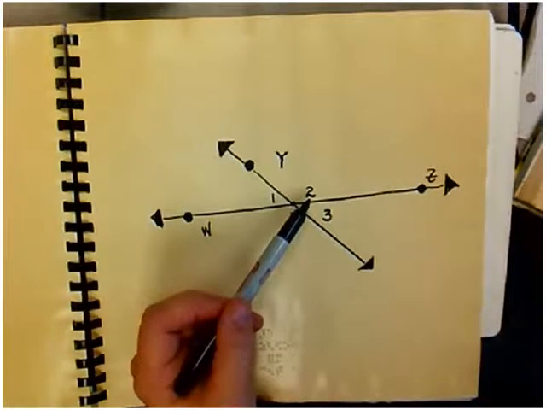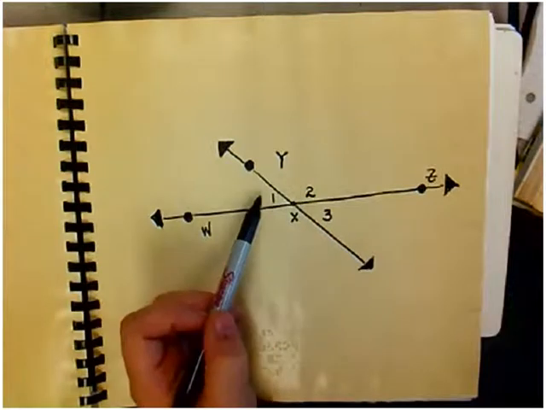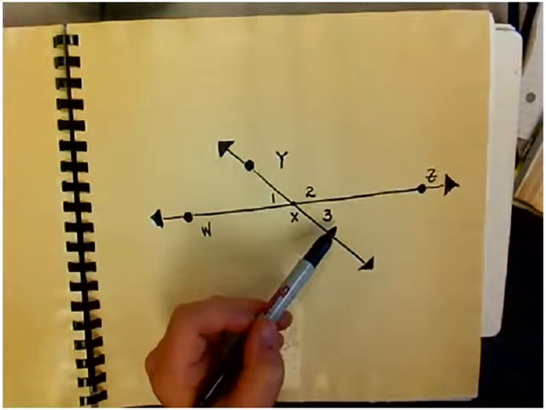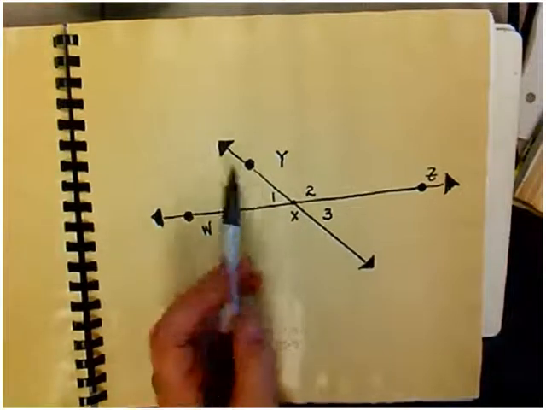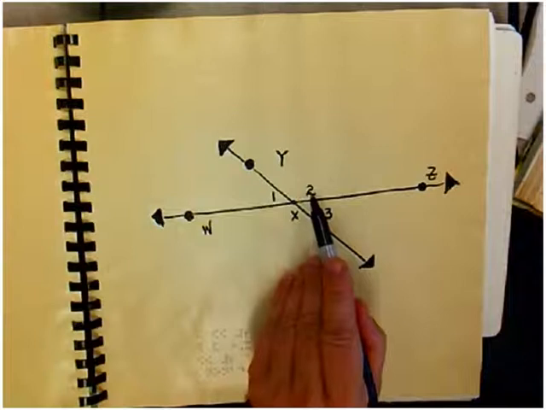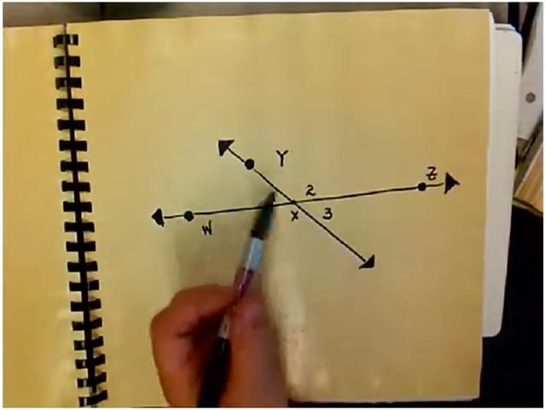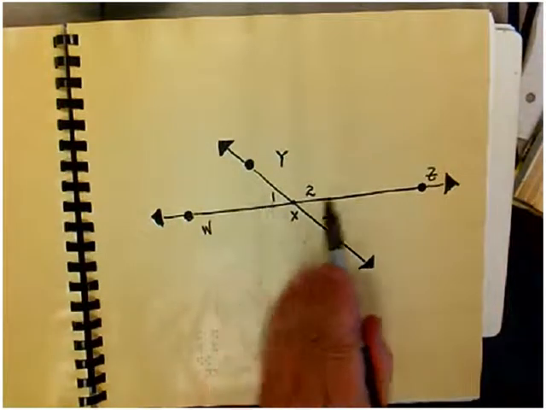If the measure of angle 1 is 40 degrees, then angle 3 would be 40. Yeah, they're vertical. They're opposite each other, right? They're vertical angles. What is angle 2? If the measure of angle 1 is 40, what is the measure of angle 2? The measure of angle 1 is 40. What is 1 and 2 together?